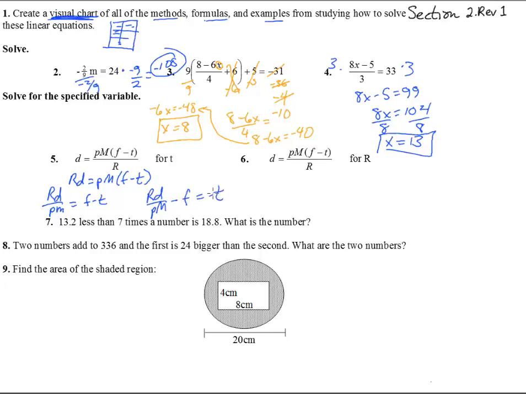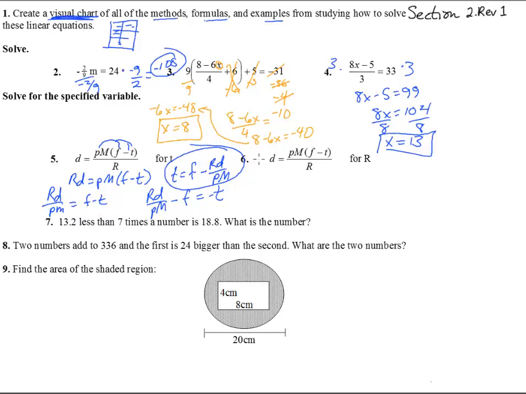So then we would have to times by a negative 1 to get the t by itself. We end up with t equals negative and a positive f. Negative rd over pm, positive f. So we can write it like this: f minus rd over pm. Good. Now you might have gotten a little bit different answer if you distributed this in. You have a PMF minus a PMT. So you could have had these two fractions added together with a common denominator of PM. So you could have had something like f minus rd over pm or rd minus f over negative pm. All of those would be correct answers.